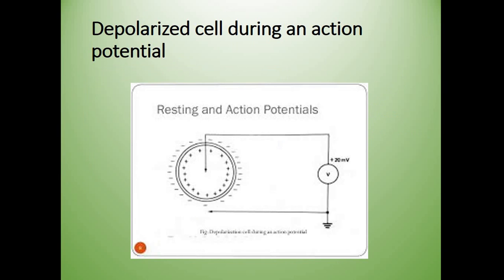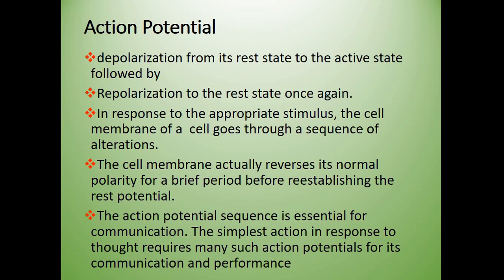Now, once again, if we measure the potential between the inside and the outside of the cell, we find that the potential is now approximately plus 20 millivolts. This is said to be the action potential of a cell, and the cell is said to be in a state of depolarization. However, this depolarization will not remain so for a longer period. The cell membrane actually reverses its normal polarity after a brief period before re-establishing the resting potential.